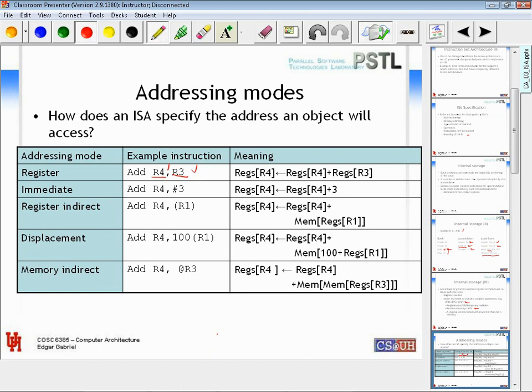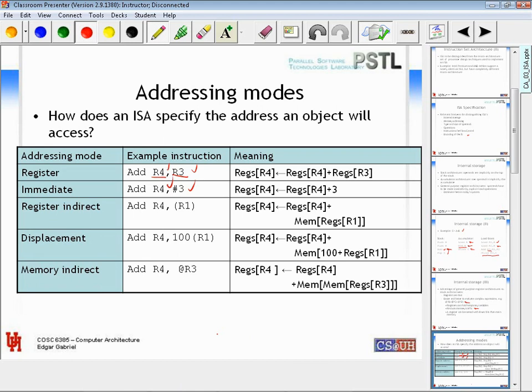In the immediate addressing mode, one of the input registers is given by the register itself. The second argument, however, is an explicit number which you use to add to the content of the first register. So add R4, #3 basically means add 3 to the content of the register R4.